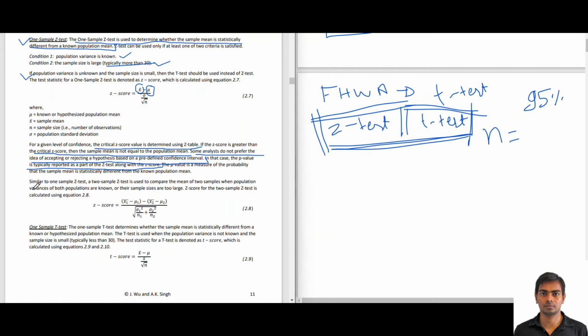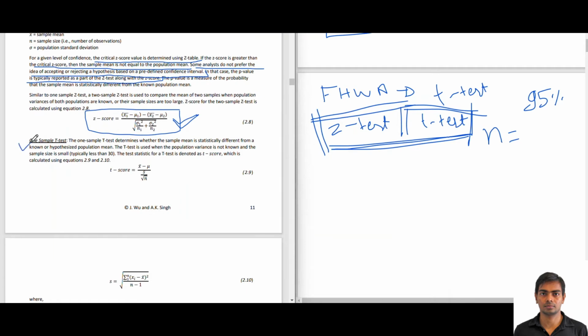Similar to one sample z-test, I have seen this in simulation modeling several times. There is two sample z-test. So these are not just mathematical concepts, they are used in our simulation modeling guidelines. Similar to one sample z-test, a two sample z-test is used to compare mean of two samples when population variance of both populations are known or their sample size is too large.